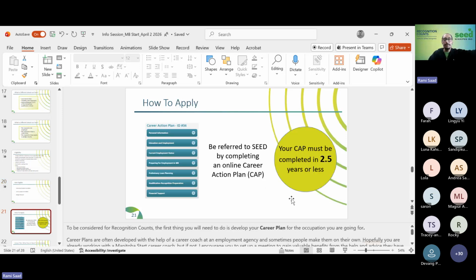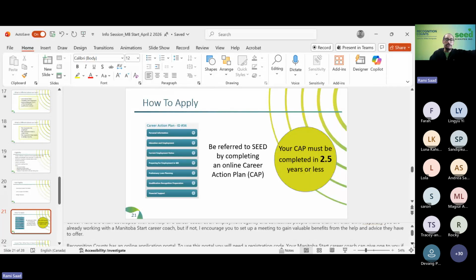As for how to apply, as we said, you can be referred to SEED when you complete your career plan, or CAP, and as we mentioned, it has to be 2 years and a half or less. Technically, if you go to Manitoba Start and ask for support, they're going to give you a referral code. This referral code will get you access to the application on our website, and this is where you can complete the application itself. In the application, they will ask you to fill in some personal information, education and employment, current employment, and so on.